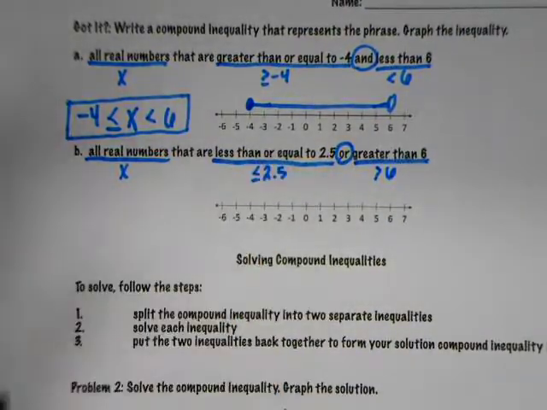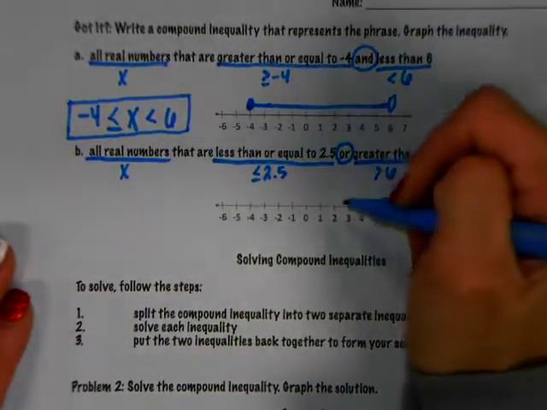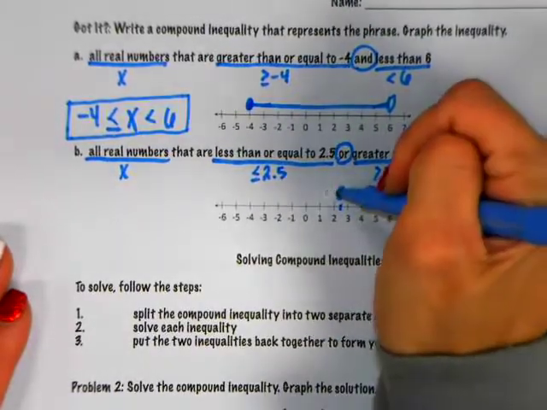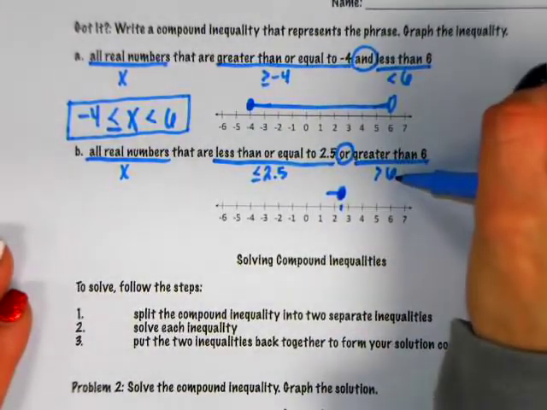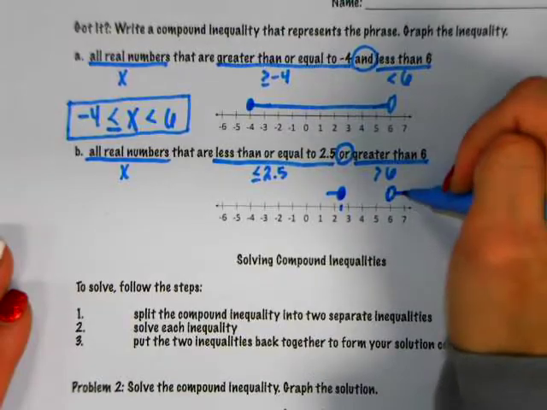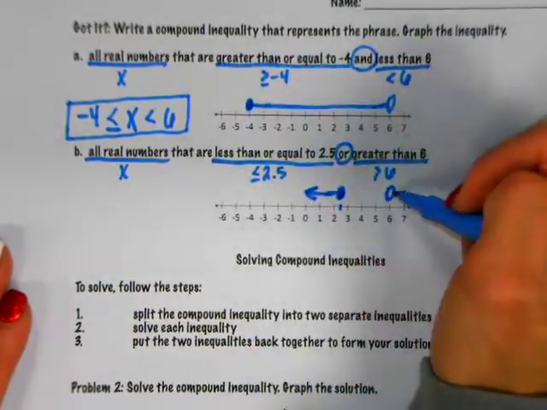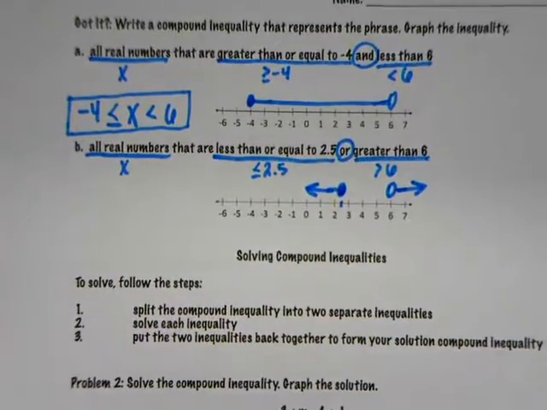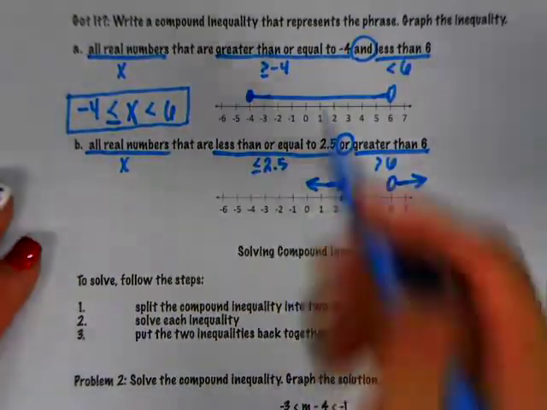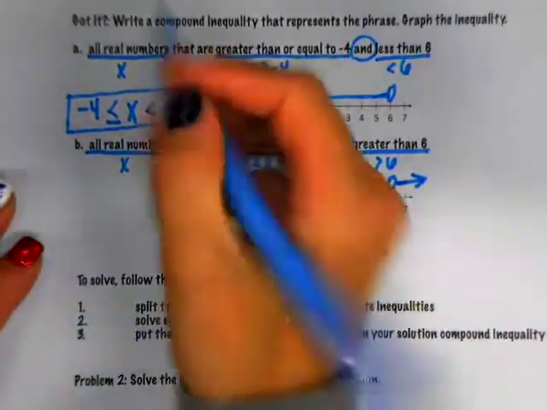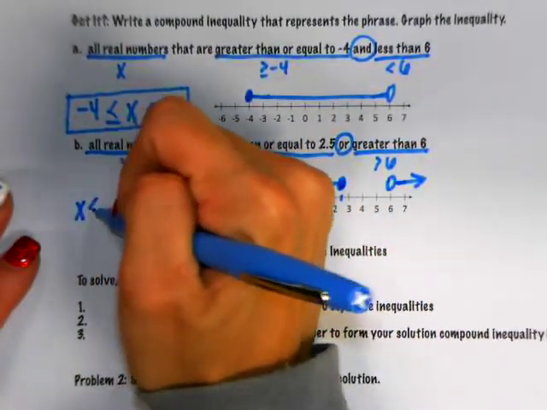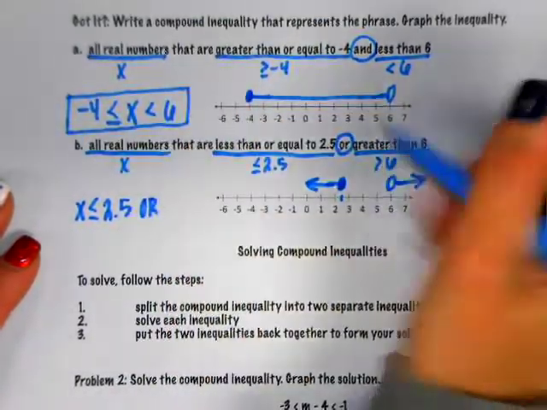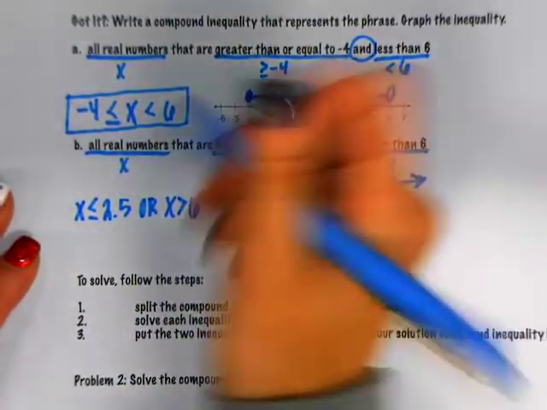Okay, so for 2.5, is that open or closed? Closed, going to the left. At 6, open or closed? Open, going to the right. So you can see that it's an or by looking at the graph, or the word or. For the final inequality, do the less than one first. X is less than or equal to 2.5, or x is greater than 6.